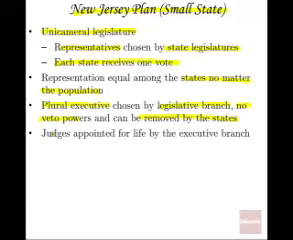Now, this is the element that actually survived through the Connecticut Compromise. Judges are appointed for life by the executive branch. So this is the idea that there should be some sort of independence of the judiciary, and that they're not chosen by Congress. It's the President of the United States that actually chooses members of the Supreme Court.